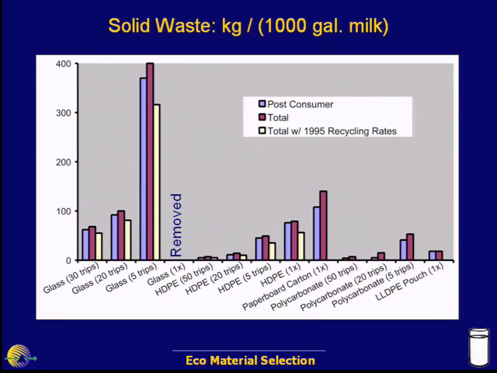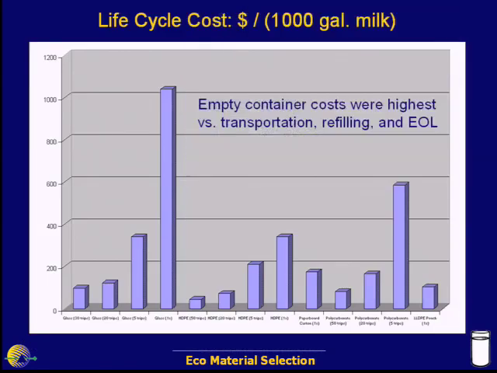Now, you can see here again the linear low-density polyethylene showing up as very low solid waste. And as was mentioned here from the experience in Argentina, that linear low-density polyethylene is also the cheapest. Until you get out to 30 uses of high-density polyethylene, which is probably unlikely.